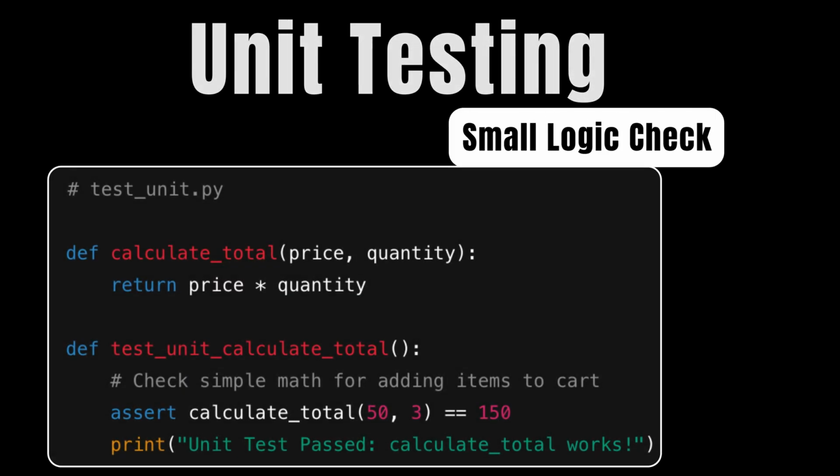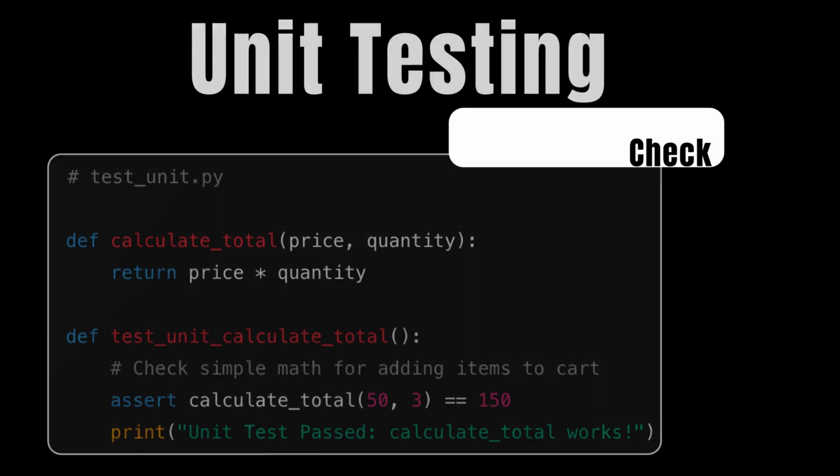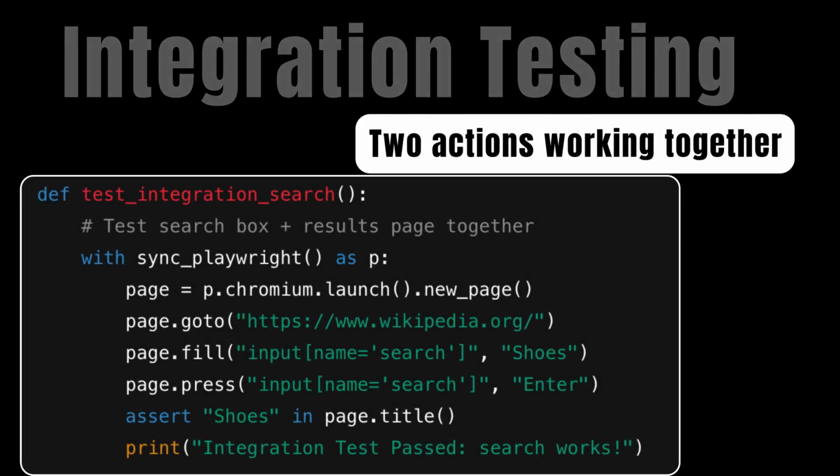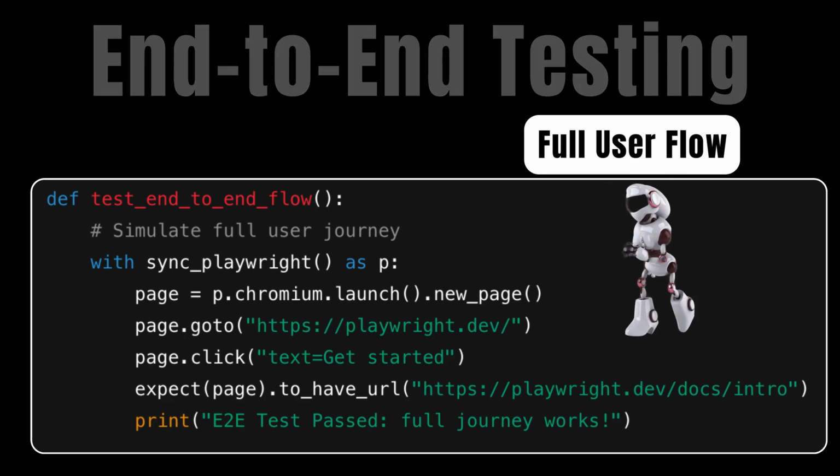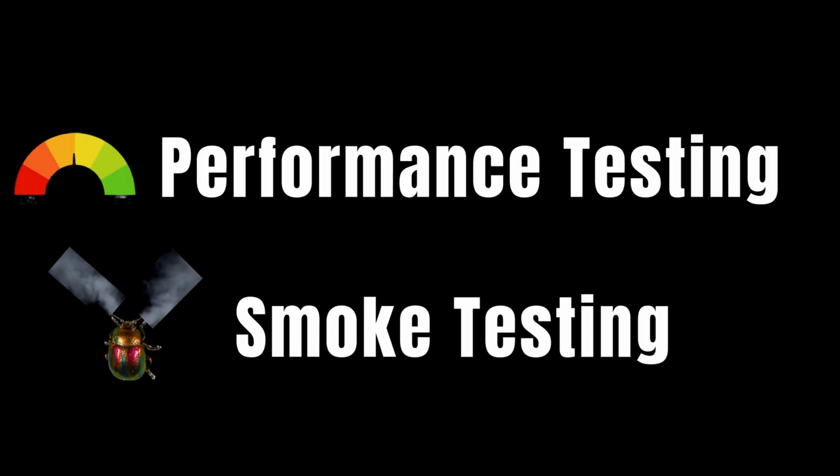Unit testing checks individual functions. Integration testing checks how modules work together. End-to-end testing simulates real user behavior in a browser, like a robot doing manual testing for you. And beyond that, we also have performance and smoke testing, which I'll explain in my upcoming video.